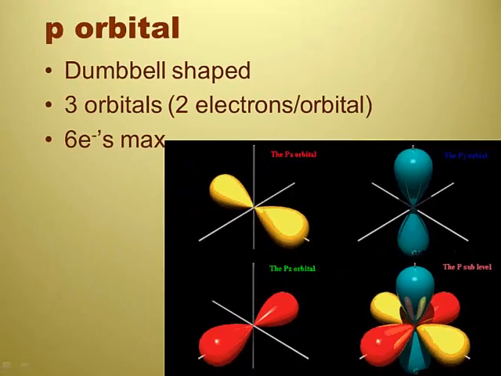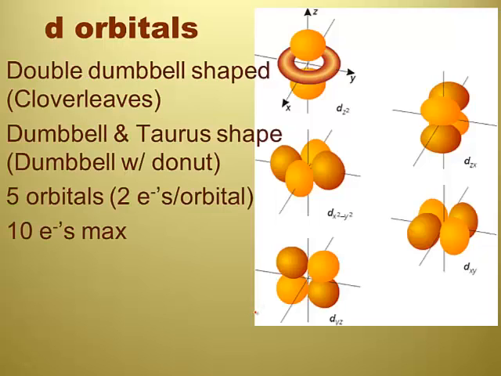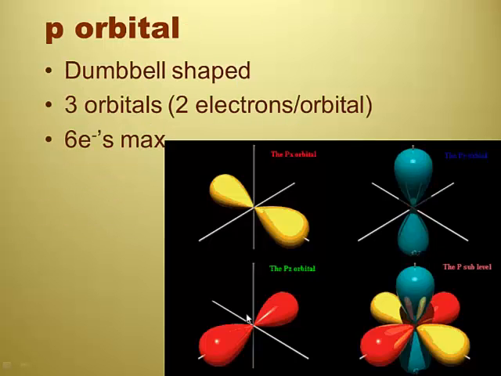All right, so let's see. The p orbitals then can only have 3 orbitals. So the x, the y, and the z? Yep. 2 electrons per orbital. So I can hold 2 in the x, 2 in the y, and 2 in the z. That's a total maximum of 6.